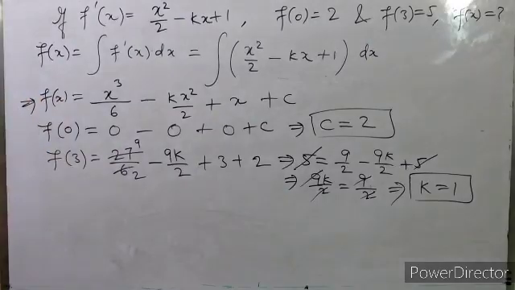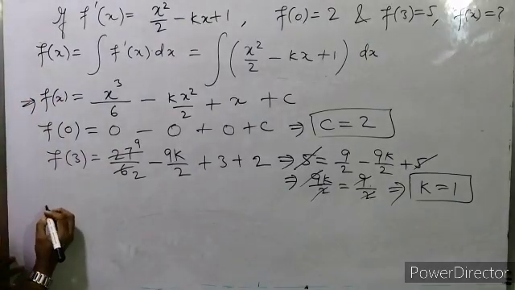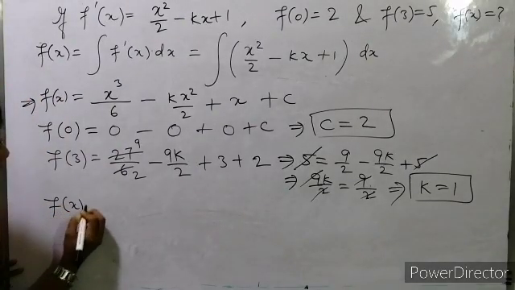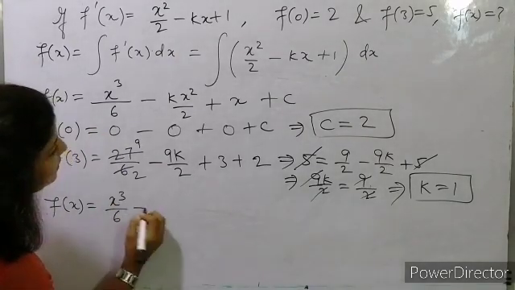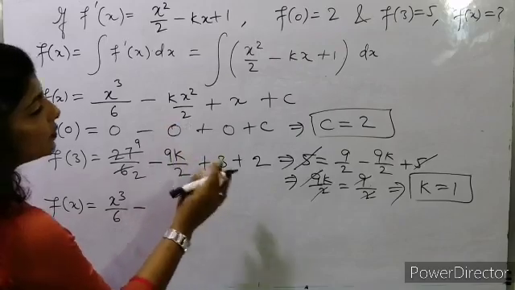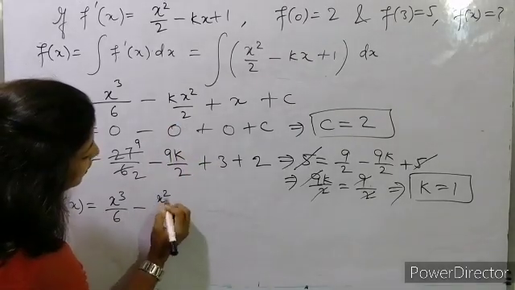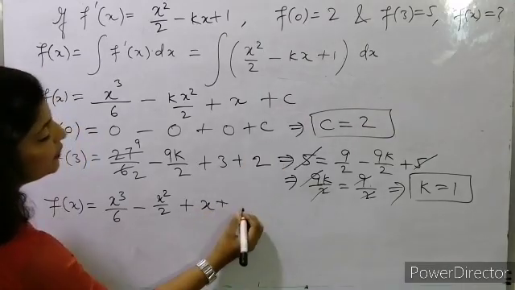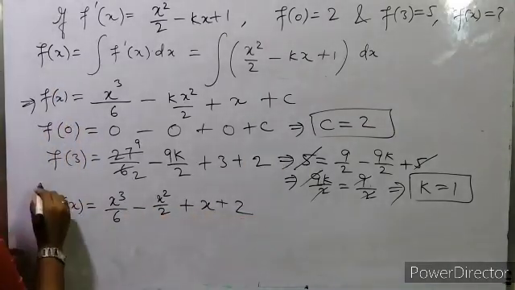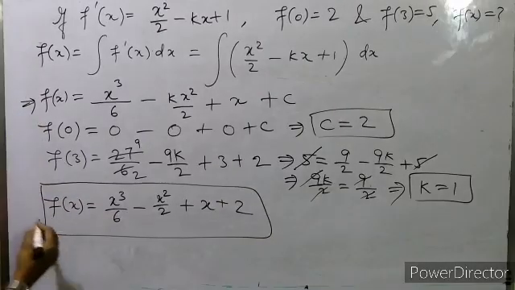ठीक है, so now what will be the value of f(x)? So f(x) का value will be x cube upon 6 minus k x square, k का value is 1, so x square upon 2 plus x plus c, c का value is 2. So this will be the function f(x).